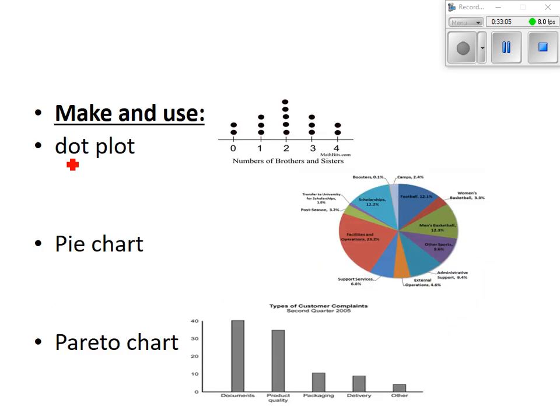Dot plot. Probably the hardest one of all of them, right? Dot plot just uses dots above numbers. So if you're doing something like 30, 40, 50, 60, each time you see 30, put a dot above the 30. 40, put a dot above it. 50, put a dot above it for each one. 60, put a dot above it, and so on.